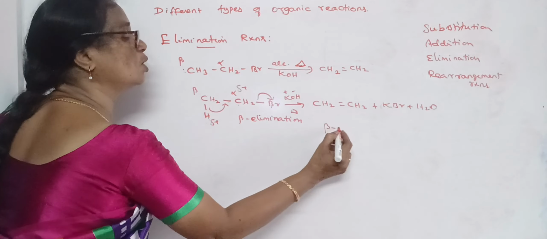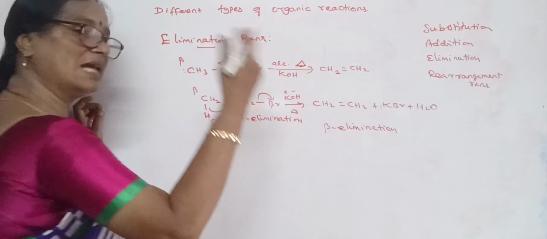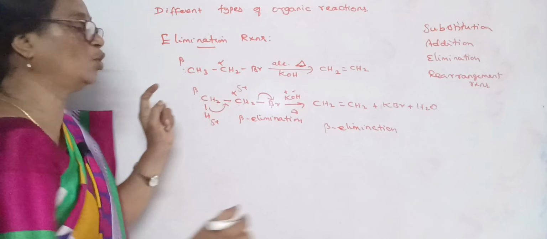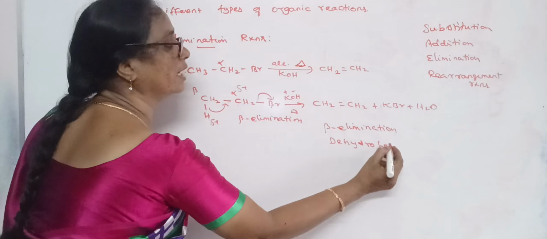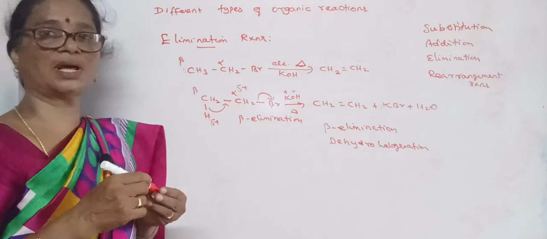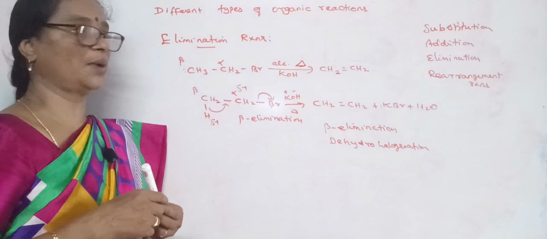This is also known as beta elimination reaction. And another name is, since it has a halogen and the hydrogen is removed, this is also known as dehydrohalogenation. These are all just given for information in this chapter, but all these reactions will be discussed in detail in the following chapters.